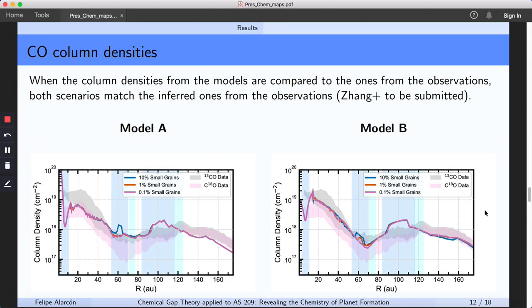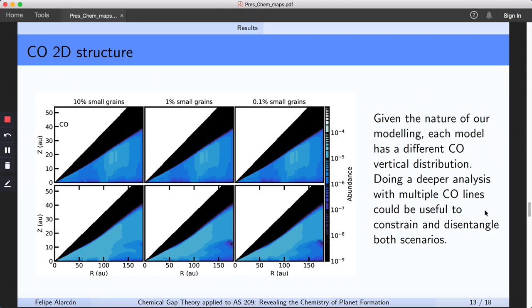So the results: first we look at the CO column densities and compare them with the ones inferred from the data by Ke Zhang. Basically, in both sets of models, we see that changing the small grains content or adding a gas gap or a CO depletion, in both cases we get results that are similar to the column densities from the data. So this didn't solve the degeneracy, and we have to go to other mechanisms to try to solve this.